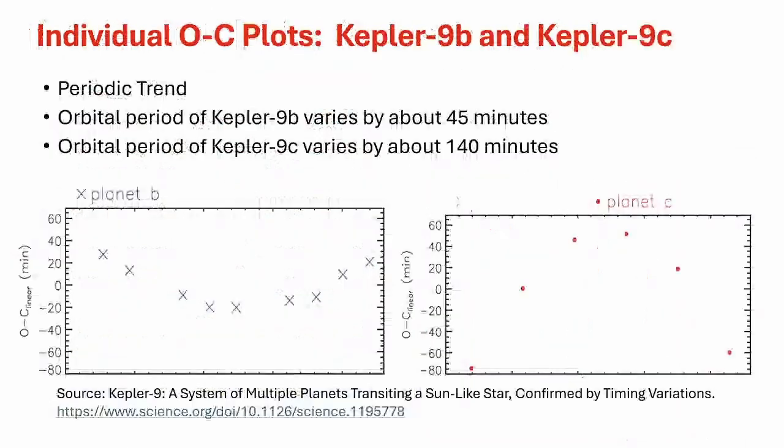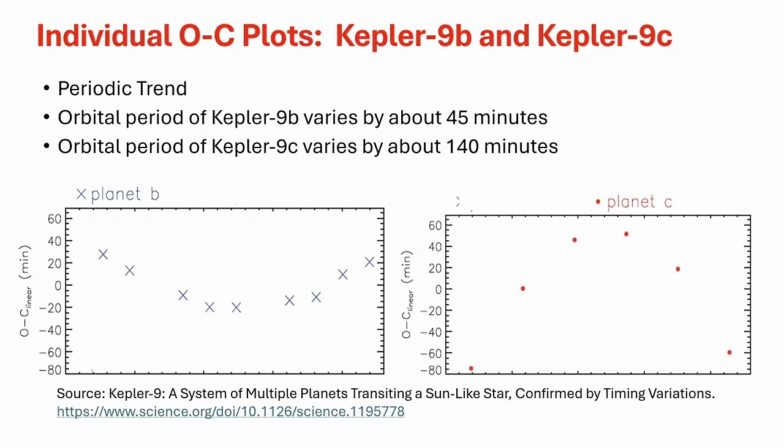So now let's look at an O minus C plot of an actual known exoplanet system, Kepler 9. And here we can see the O minus C plot of 2 of its planets, Kepler 9b and Kepler 9c. You can see there's a trend, which is very periodic. The orbital period of Kepler 9b varies by about 45 minutes during these observations, and the orbital period of Kepler 9c varies by a lot more, by about 140 minutes.